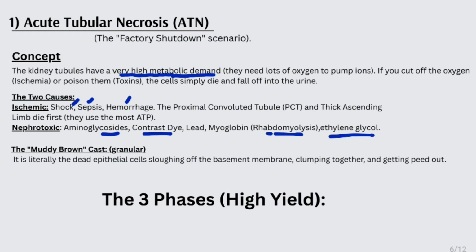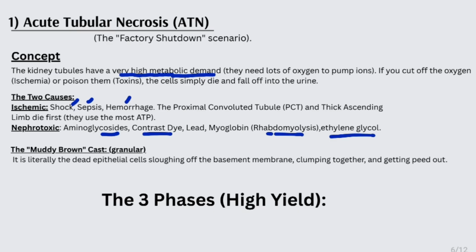Ethylene glycol poisoning is often tested as antifreeze ingestion, with high anion gap metabolic acidosis and calcium oxalate crystals in the urine, leading to tubular injury. Recognizing these toxin patterns helps you quickly identify nephrotoxic ATN on USMLE questions.